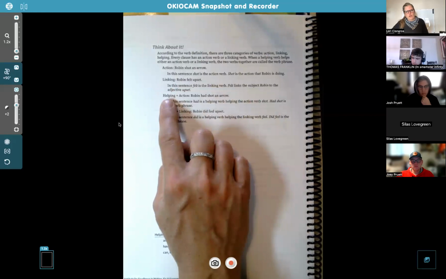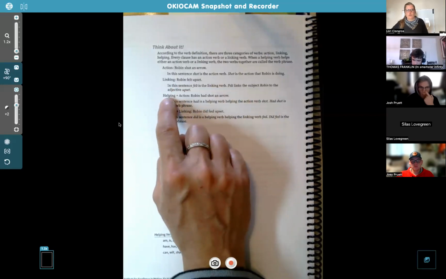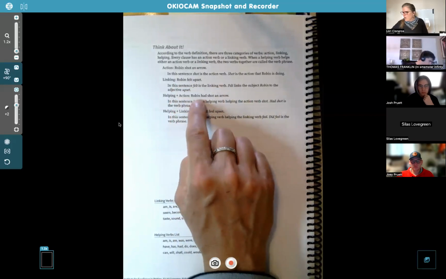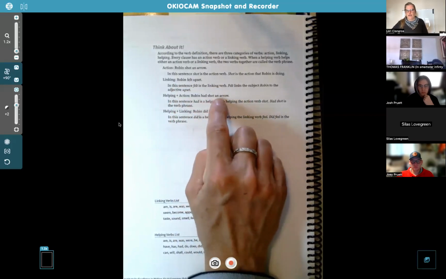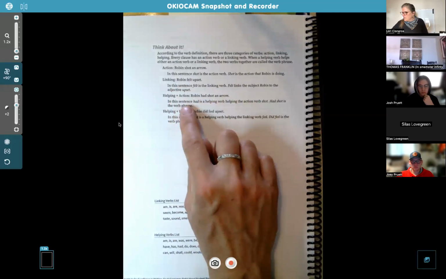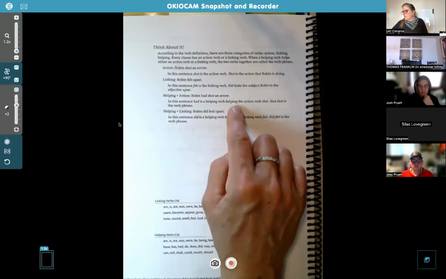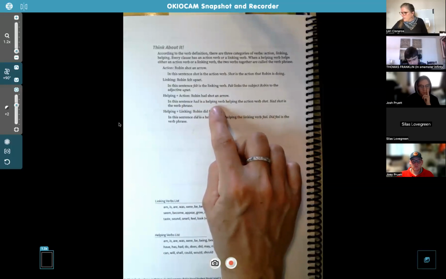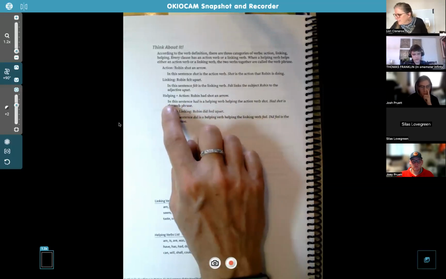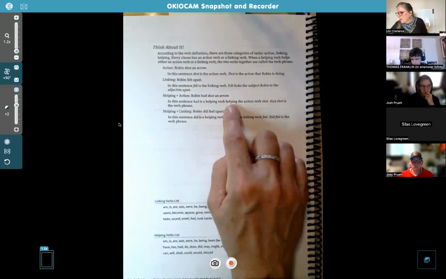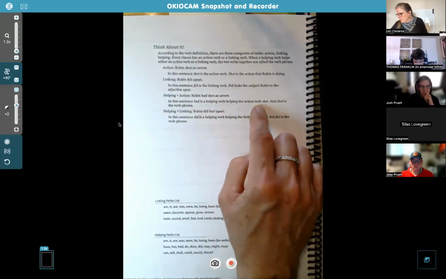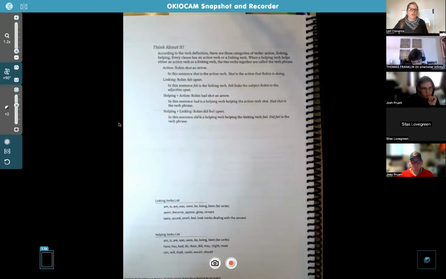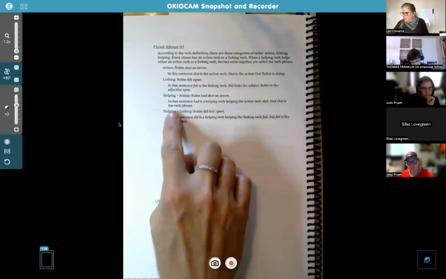Then there's the helping verb, and that one has an action with it. So helping and action go together. Robin had shot an arrow. In this sentence, had is a helping verb helping the action verb shot. Had shot is the verb phrase. So they go together, had shot.